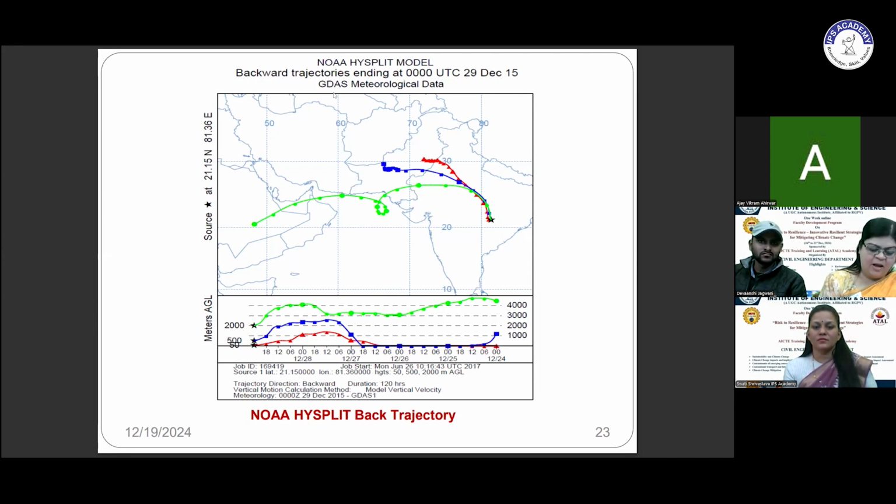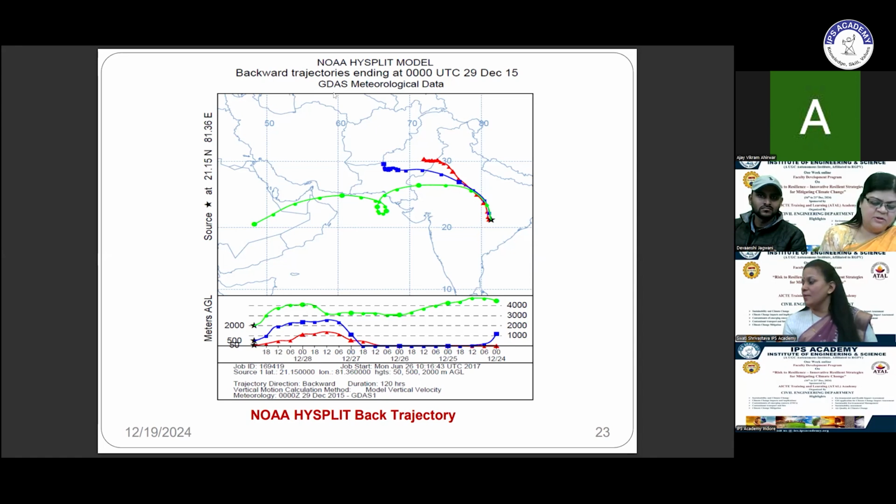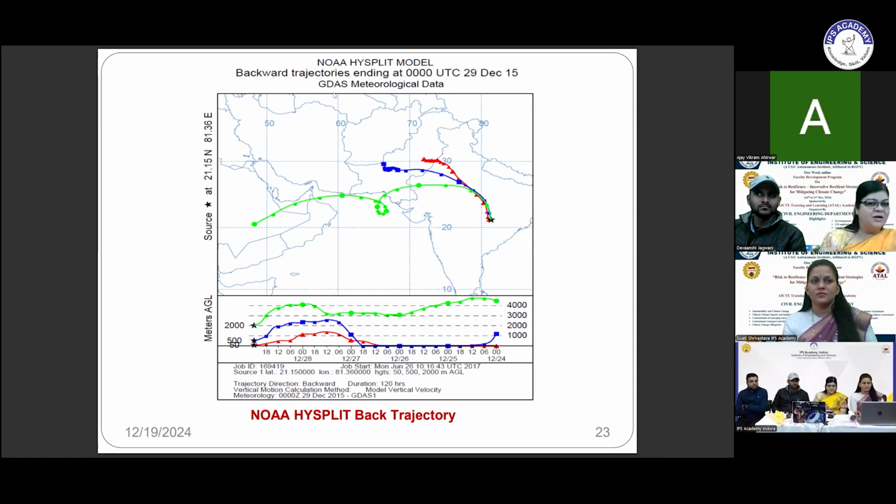Then that pollution will flow in some direction, and this can be tracked by this software. This is also freely available. By this we can see here, this was developed for December 2015. The air mass is moving. This is a 5 day back trajectory.